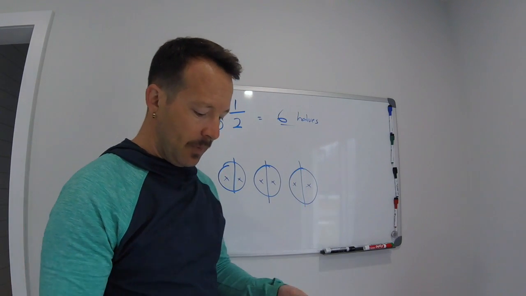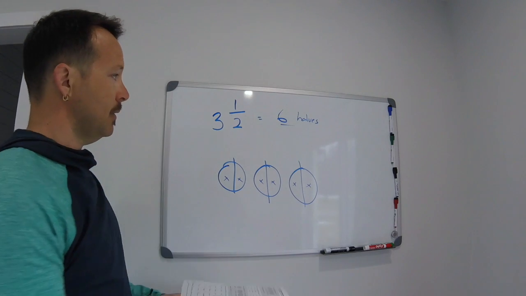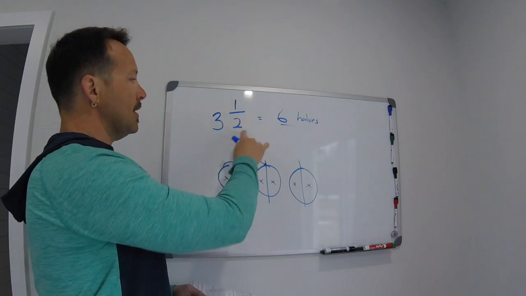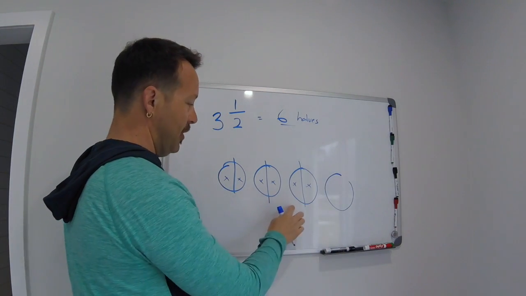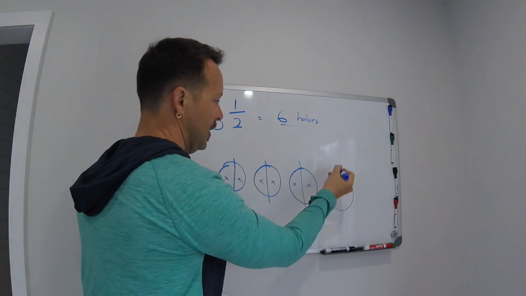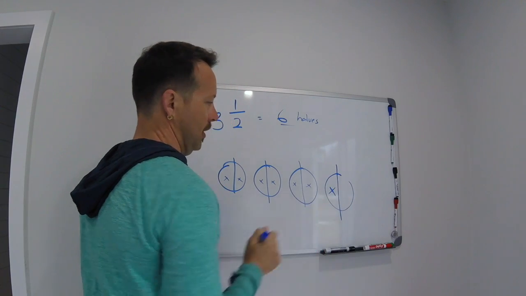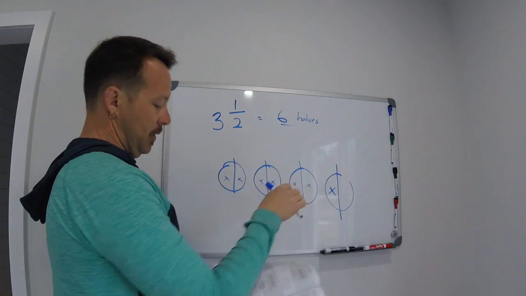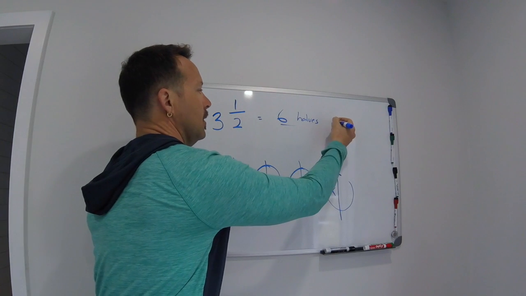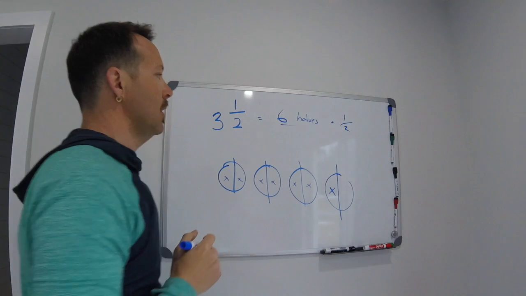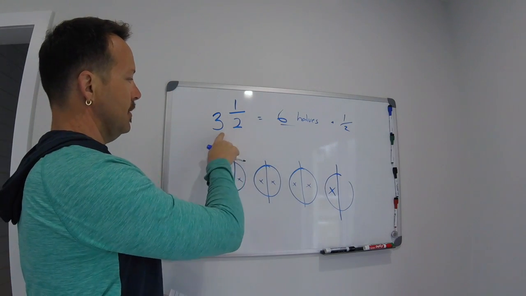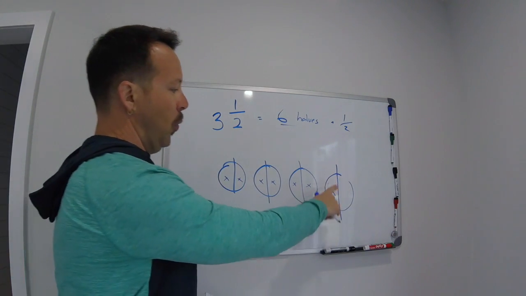And then it's asking us, so we have 6 halves, plus we have 1 more half. We have another pie, right? Because we have 1, 2, 3 pies, and we have a half. So we have 1 more half that we're dealing with. So we would write 1 plus 1 half. So we have 6 halves here, plus 1 more half.